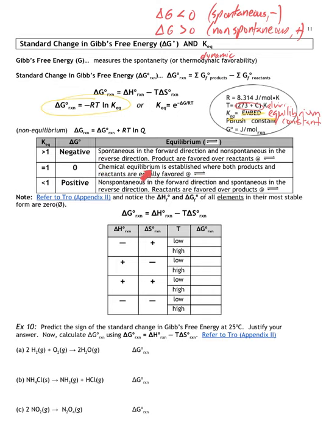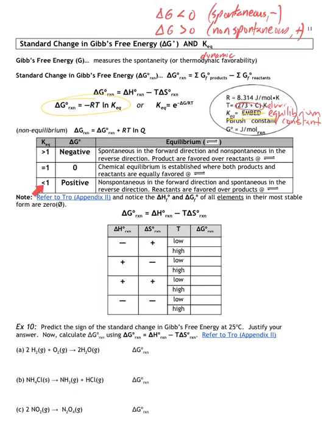Or your equilibrium is established where the products and reactants are equally favored. So you're still at equilibrium whether K is greater than 1 or less than 1, but this is when neither products nor reactants are favored, and so your delta G is 0.